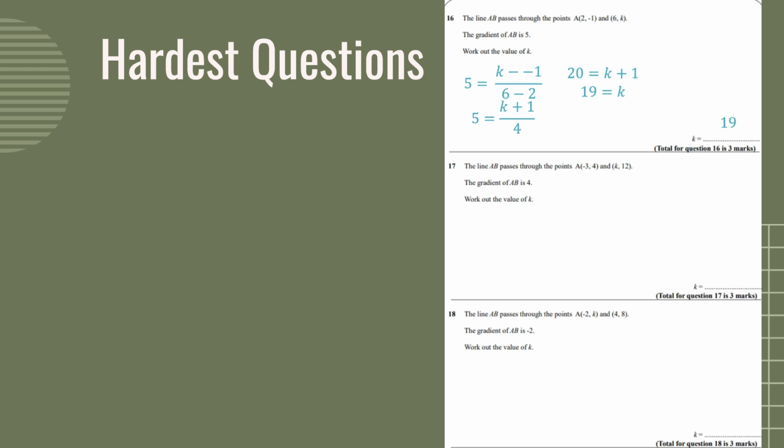In our second question, the line AB passes through the point A, which is (-3, 4), and point B, which is (k, 12). The gradient of AB is 4. Work out the value of k again.